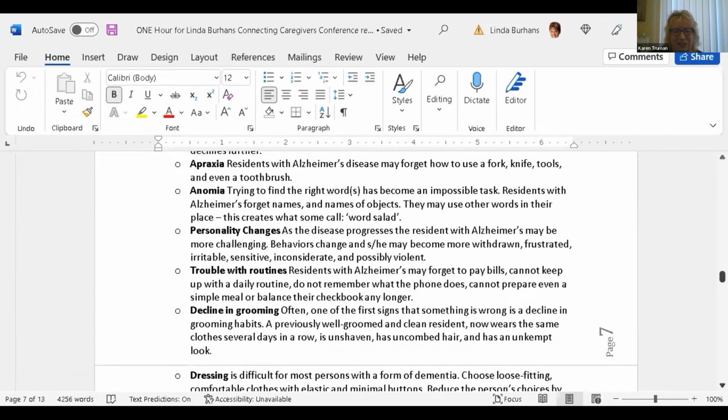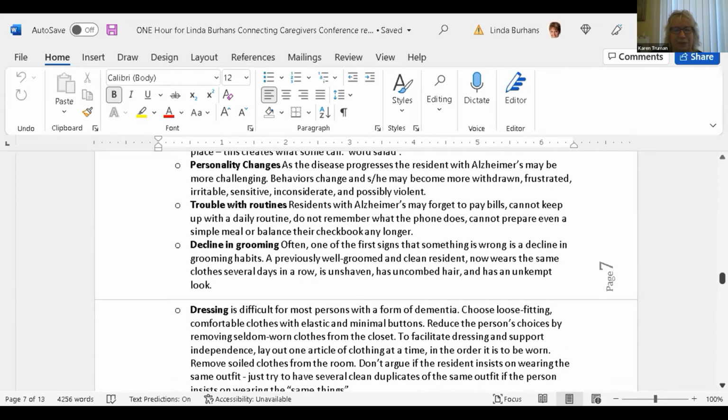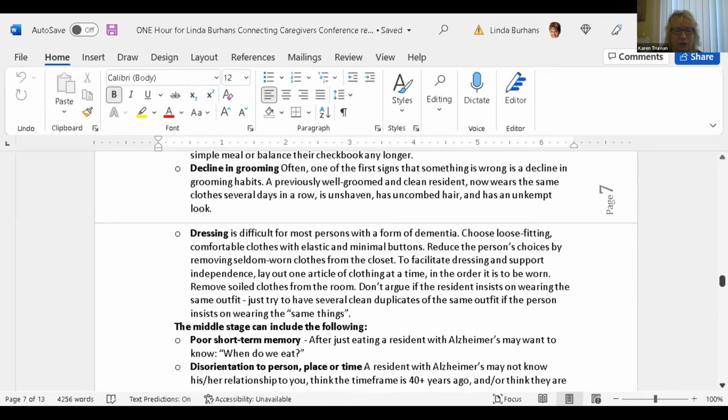We have personality changes, trouble with routines, and the big one is a decline in grooming. Grooming is a big deal, and they're going to wear the same clothes over and over. Oh, I just wore that for a couple minutes. It's not dirty. They're going to be unshaven. They're going to have an unkempt look, if you will. So that's very, very common. So that's why I pay a little extra to have my mother-in-law have the beauty salon every week at her facility. Yes, it costs us a lot of money to keep her there, but we're doing it.